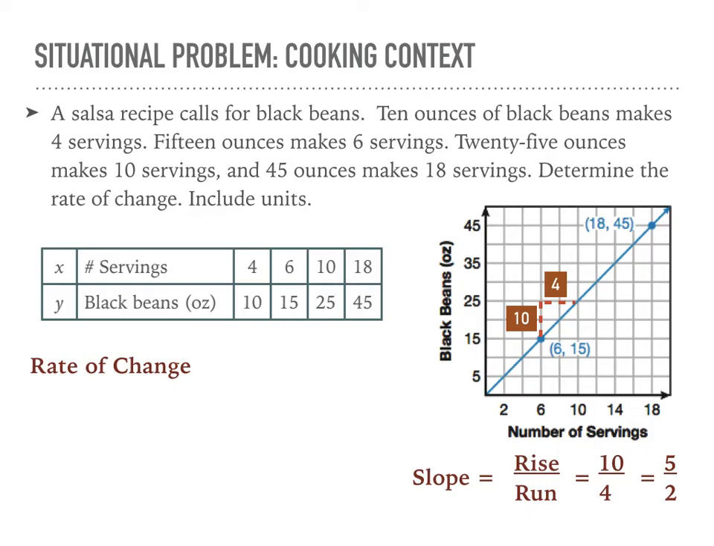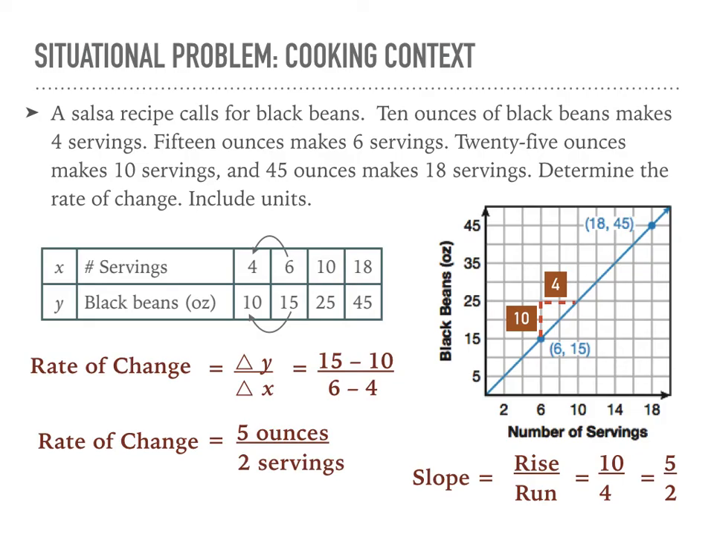We could also look at the table, and the rate of change is the change in any 2 y values over the corresponding x values. So here we have the change in y, which is 5, over the change in x, which is 2. So our rate of change is 5 ounces of the recipe gives us 2 servings.